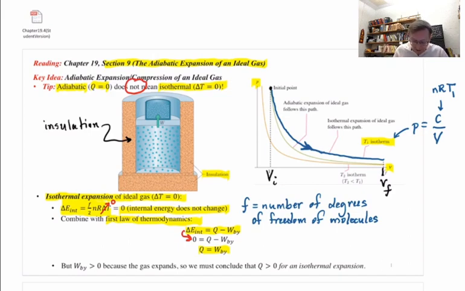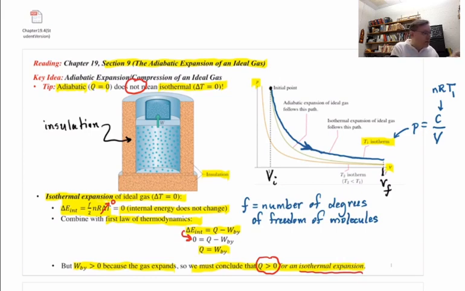Now, if we're talking about an isothermal expansion, the W by, of course, is greater than zero, because that's what happens in an expansion. So we must conclude that there has to be a Q greater than zero for an isothermal expansion. Notice, Q greater than zero, not adiabatic. Okay? If you want to go from the initial point at V initial to the final volume, V final, along that isotherm that I've sketched in blue, but you don't want the temperature to change, that's what it means to be on an isotherm, you are going to have to add heat as the gas expands. You have to do that. It's not adiabatic. Okay? Now that's an isothermal process.